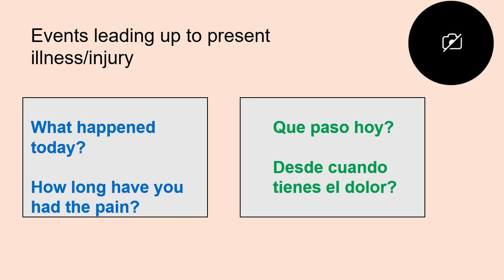All right, and the last one we are going to uncover is the events leading up to the present illness and injury. I have two different questions here that I think are crucial to ask: what happened today? And how long have you had the pain? How long have you experienced the pain? The first one, what happened today? You can ask them, ¿Qué pasó hoy? What happened today? What were you doing? And the next one is, how long have you had the pain? ¿Desde cuándo tienes el dolor?